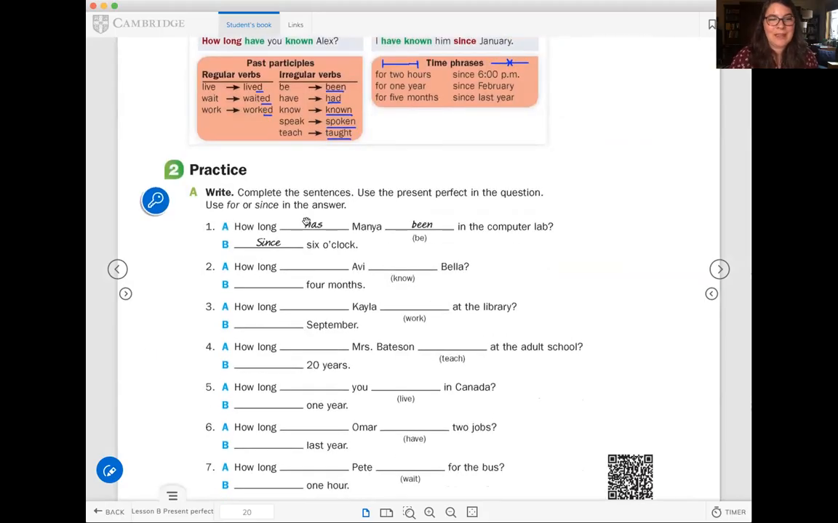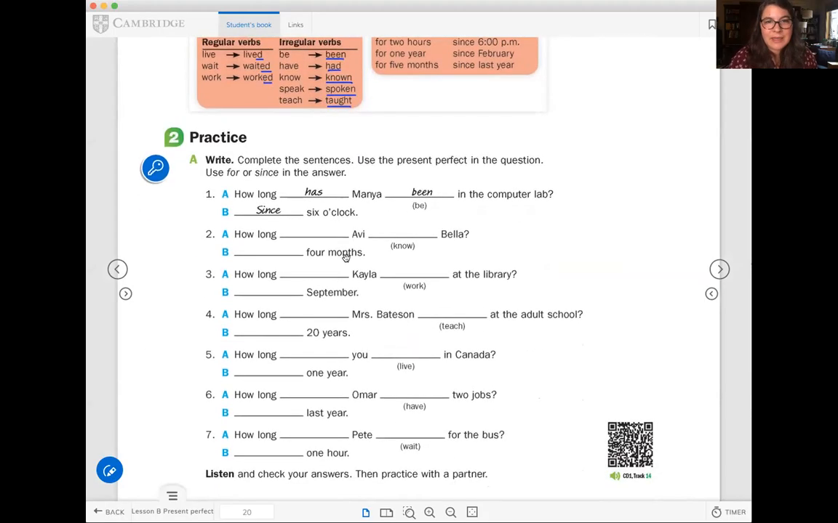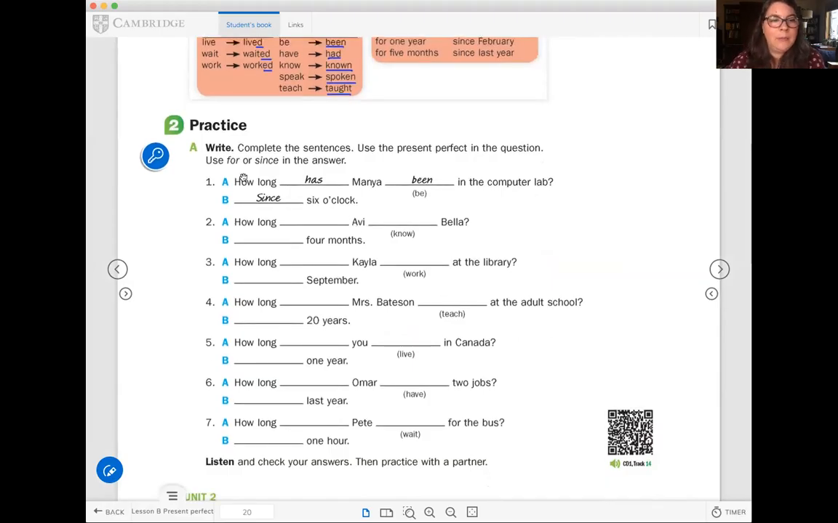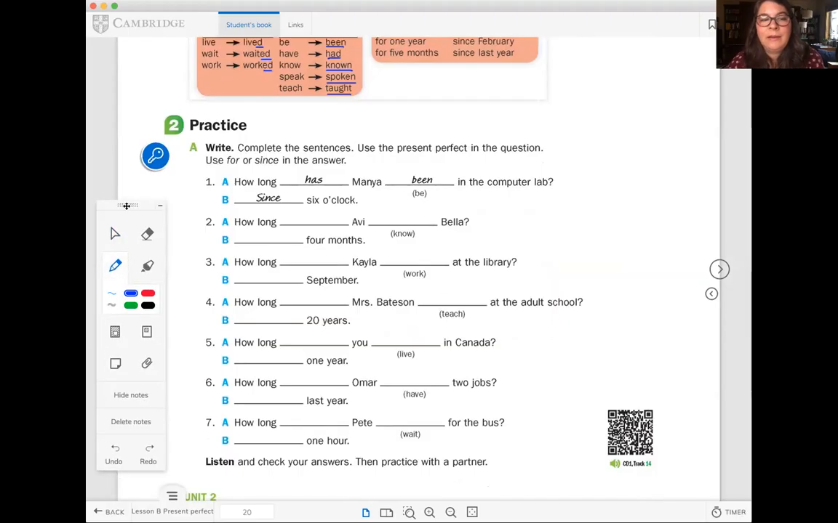We will practice these together, okay? We'll do some together and then you can give me the answers. So all of these start with how long, and you need to decide have or has. So how do you remember? It's has for he, she, or it. Have for I, you, we, or they. Okay, and then here are the verbs: be, know, work, teach, live, have, wait.